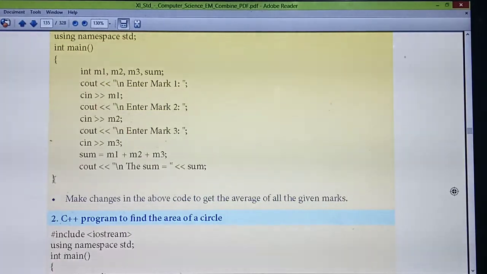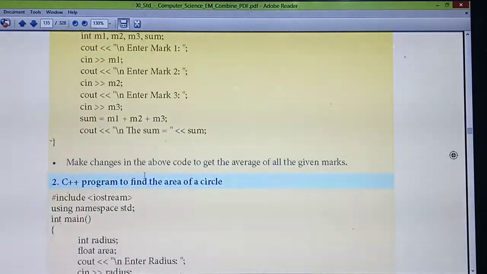Then one more cout line to display the average. So the average equal to, and which variable are you finding the average in? AVG. Understand what I am telling? Here you are going to find the average. What are the variables you are going to use here? All the variables you need to mention at the first. So for average you are giving the variable AVG. So one more line you should add: AVG equal to sum divided by 3. Then one more cout line: the average equal to, and you give the variable AVG.